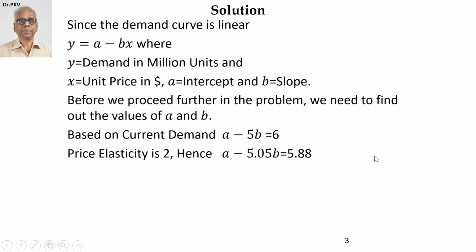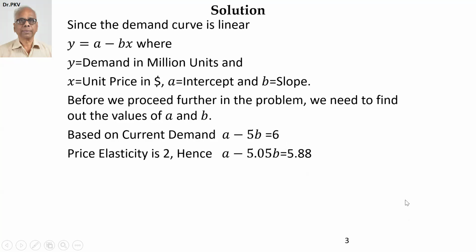And then we have got the data, price elasticity is 2, which means if price increases by 1 percentage point, the demand decreases by 2 percentage point. So price increases by 1 percentage point from 5 to $5.05, from $5 to $5.05. The demand decreases by 2 percentage point from the current level of 6, which is equal to 5.88 million. From 6 million, it drops to 5.88 million.